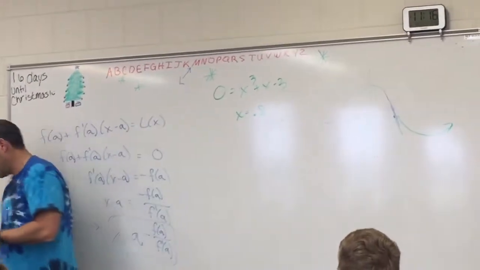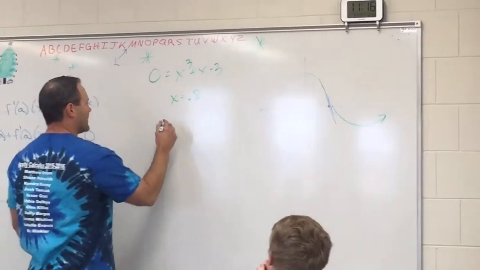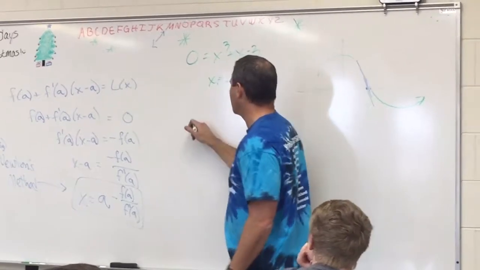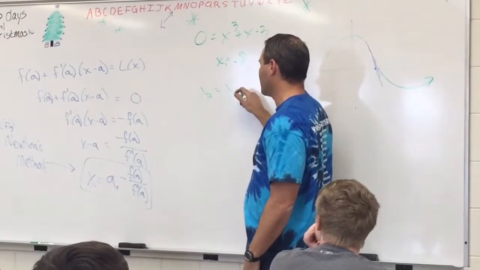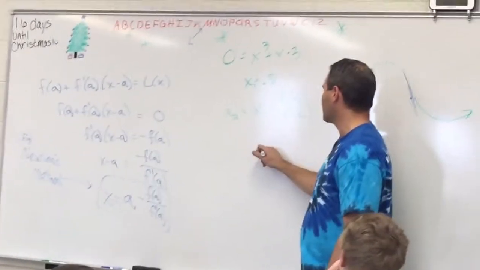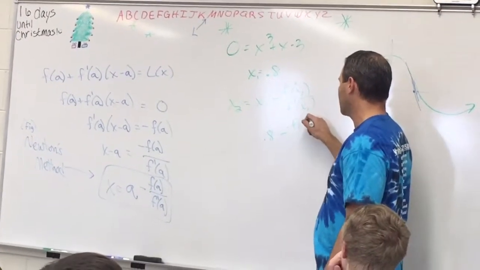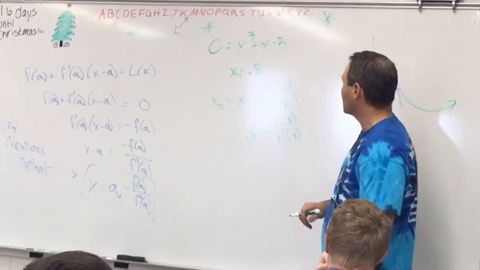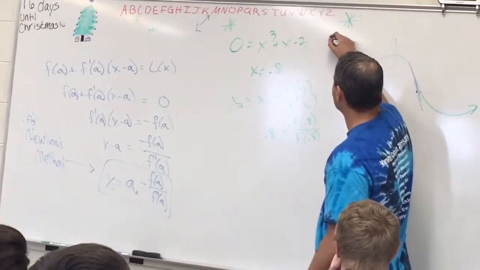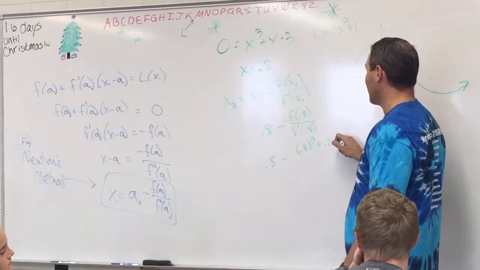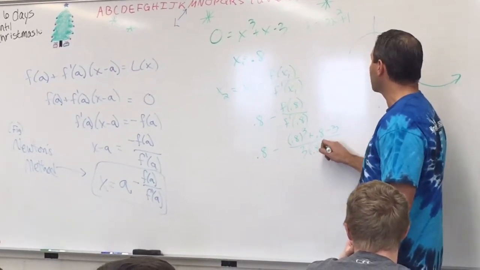So to find our next a, I'll call this x sub 1. To find x sub 2, we use x sub 1 minus f of x sub 1 over f prime of x sub 1. So to find our next one, we can do 0.8 minus f of 0.8 divided by f prime of 0.8. We need a derivative. f prime would be 3x squared plus 1, right? So it is 0.8 minus 0.8 cubed plus 0.8 minus 3, over 3 times 0.8 squared plus 1.